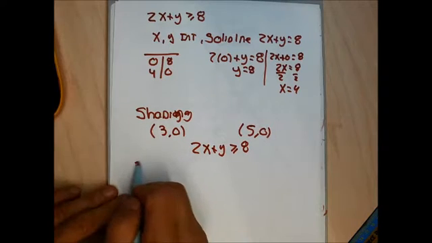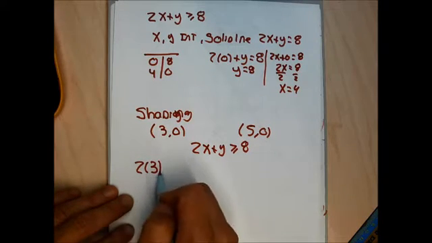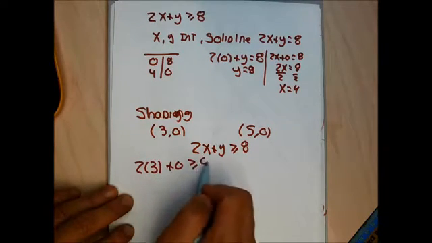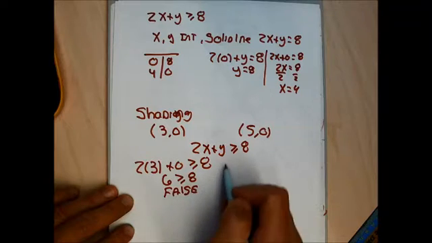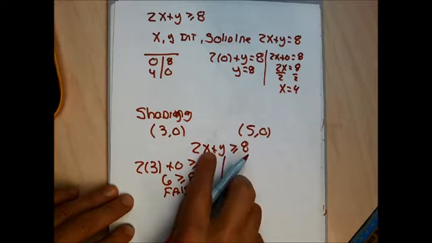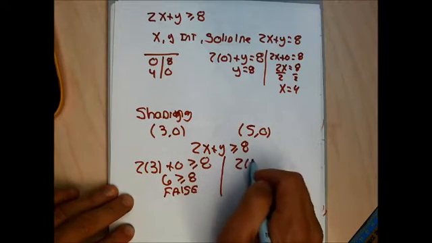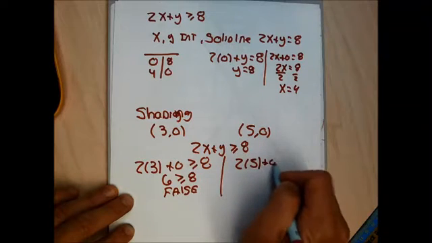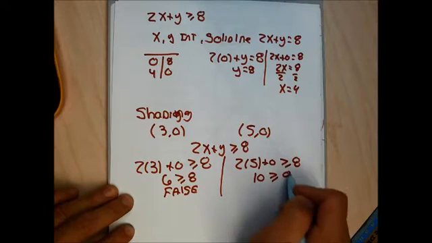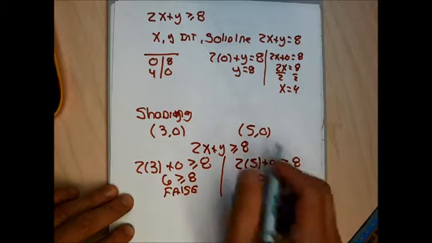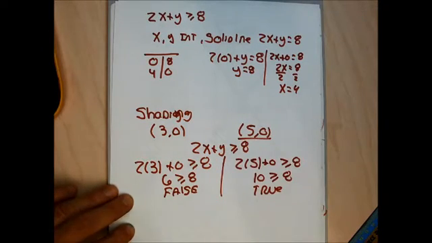For the (3, 0), I'll get 2 times 3 plus 0 is greater than or equal to 8. That says 6 is greater than or equal to 8, which is not true. For the (5, 0), I'll plug 5 for x and 0 for y and get 2 times 5 plus 0 is greater than or equal to 8. That gives me 10 is greater than or equal to 8, which is true. So that one I need to shade towards (5, 0).